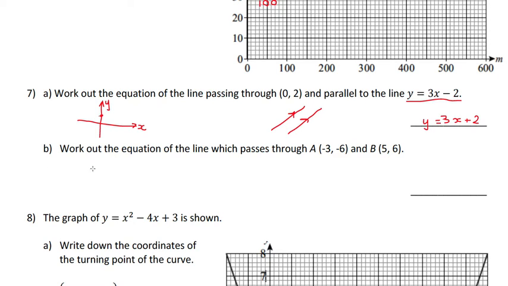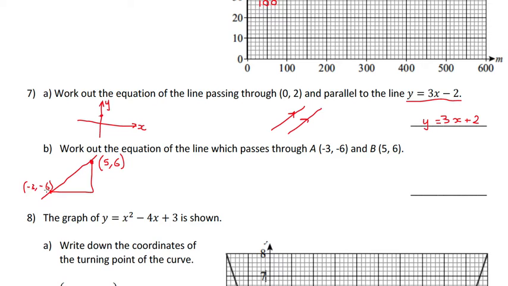And in part B, we're given two sets of coordinates, and we need to again work out the equation. A little bit more difficult this question, but not impossible. So first of all, let's try and work out our gradient. Now there's no diagram to help us draw on this one, but that's okay, because these coordinates actually represent the corners of our triangle that we can use to work this out. Imagine that this point here is the point -3, -6. And this point here is the point 5, 6.